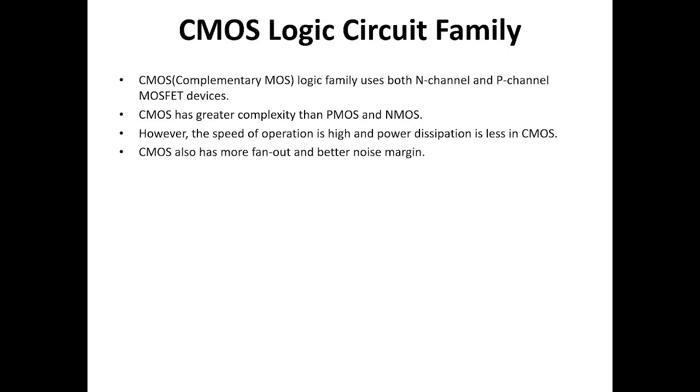Next, we will see the CMOS logic circuit family. In CMOS, we know it uses both N-channel and P-channel MOSFET devices. So, CMOS has greater complexity than PMOS and NMOS. However, the advantages in CMOS are that the speed of operation is high and the power dissipation is less. This is the most wanted advantage. CMOS has grown popular because of these 2 points, high speed of operation and low power dissipation. Also, it has more fan out and better noise margin.